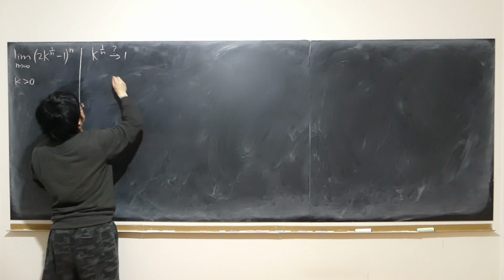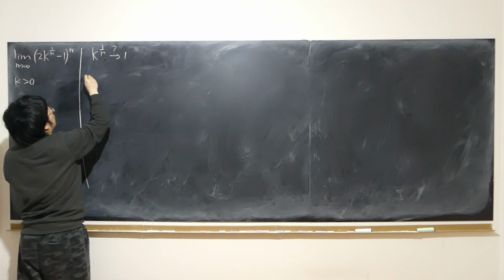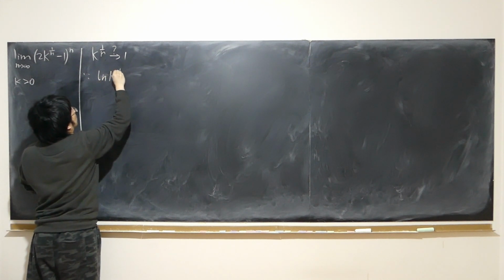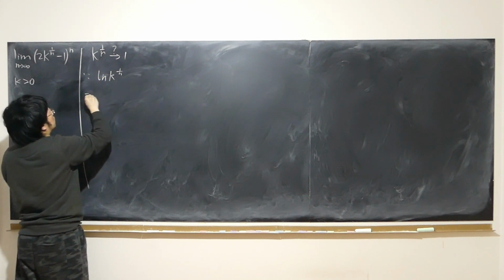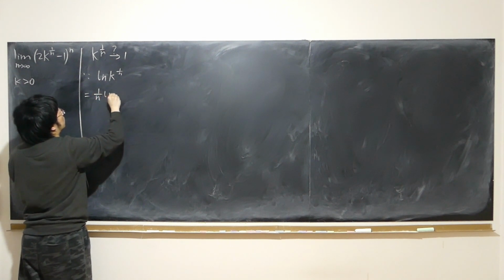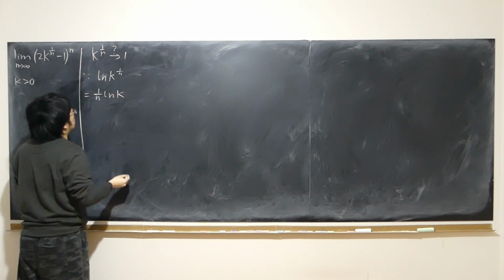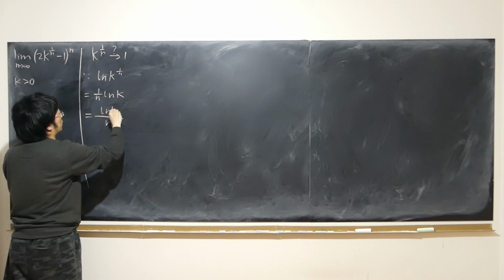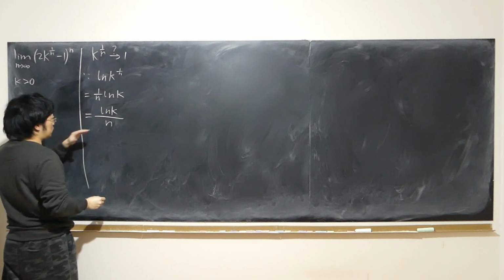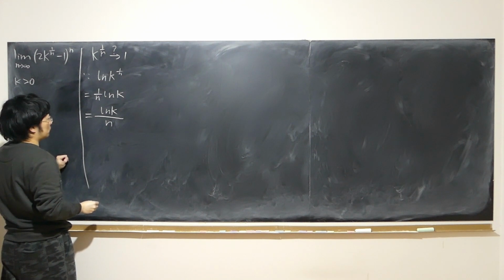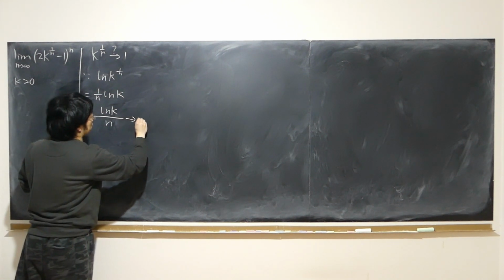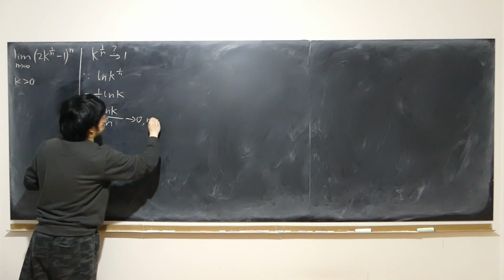Let's verify. If we take the logarithm of k to the power of 1/n, it is equal to (1/n) times log k, which is log k over n. As n approaches infinity, we have a constant over infinity, so it is going to approach 0 for sure.